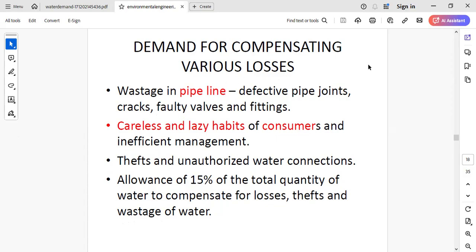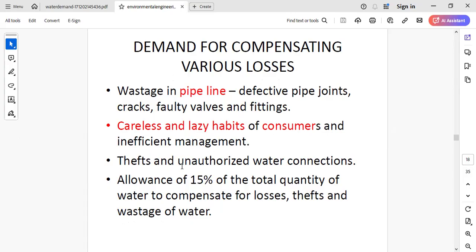Then demand for compensating various losses. So wastage in pipelines, defects in pipe joints, cracks, faulty valves and fittings. Due to this wastage in pipelines, we need extra water. Also careless and lazy habits of consumers and inefficient management.